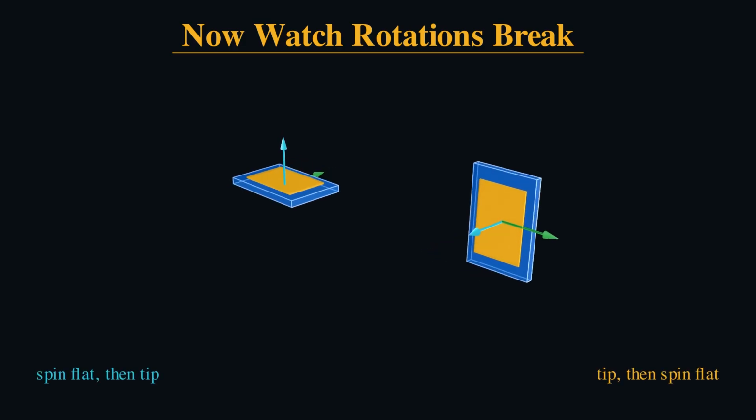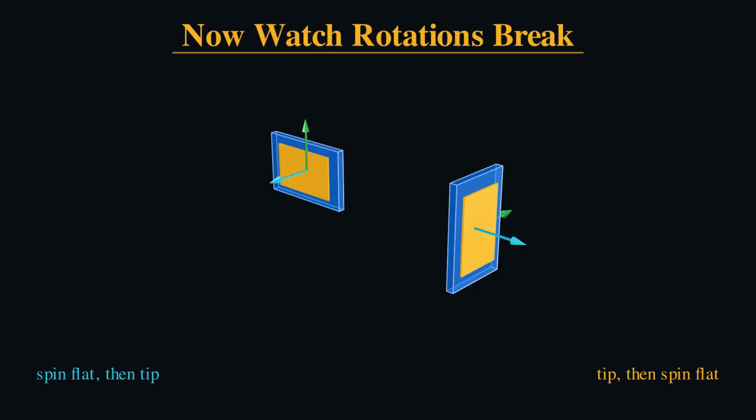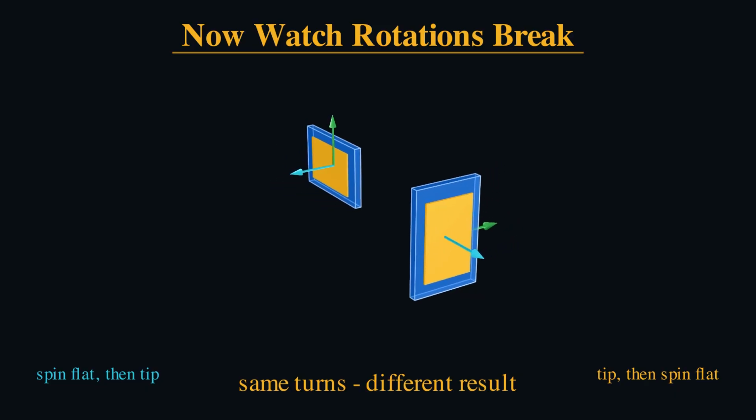Surely rotations are safe from this. In 2D, yes. In 3D, watch. Surely rotations are safe. 2 identical objects. The exact same 2 90-degree turns. But the left one spins flat first, then tips. The right one tips first, then spins. They end up facing completely different ways.